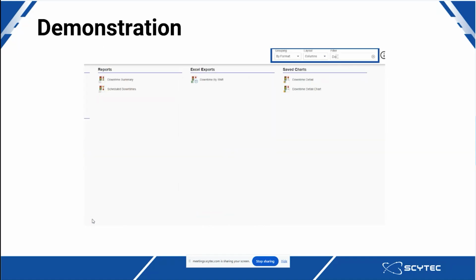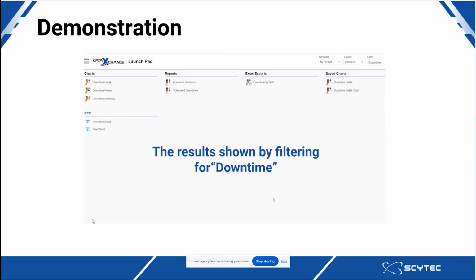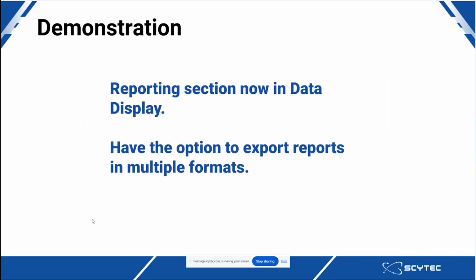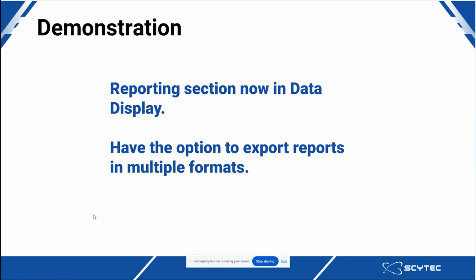And then here is where you can filter by specific chart. So I was looking for an equipment downtime summary, and I typed in downtime, and it showed me everything that I was looking for.